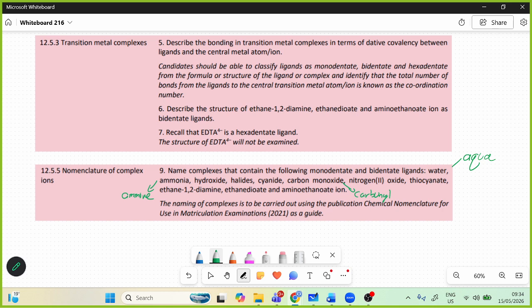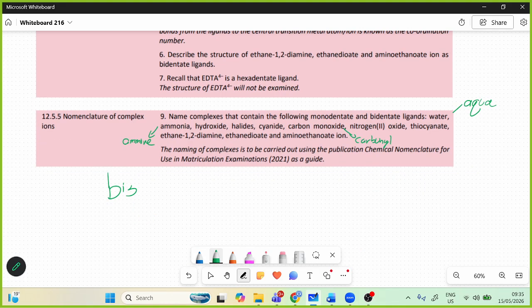The only real problem when it comes to naming is when you have more than one of the bidentate ligands. It's not di, tri, tetra, etc. It's bis or tris. Bis is for 2, tris is for 3.